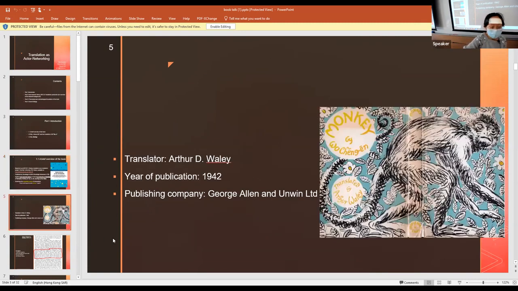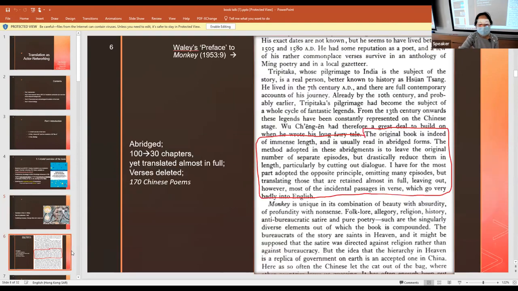Monkey was translated by Arthur David Waley and published by George Allen and Unwin Limited, a publisher based in London, and the year of publication is 1942. Waley's translation was actually not a full translation of the original. It's more like an edited or abridged version of a translation. The original has altogether 100 chapters, whereas Waley chose to translate only 30 chapters.